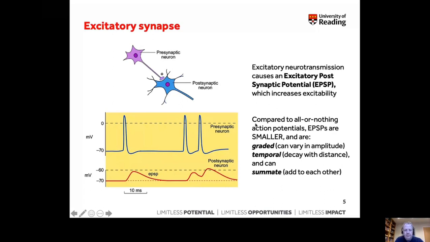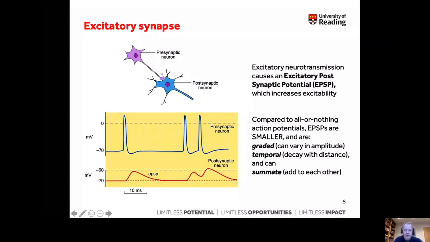First of all, compared to all-or-nothing action potentials, EPSPs are smaller. You can see that for a start. These go from -70 up to above 0, so around 80, 90 millivolts. Here, much smaller, around 10 millivolts, -70 to -60. This one is slightly bigger because these two have added together.